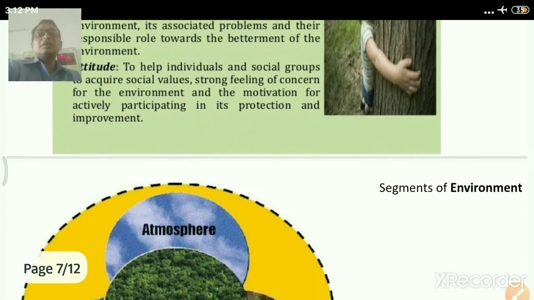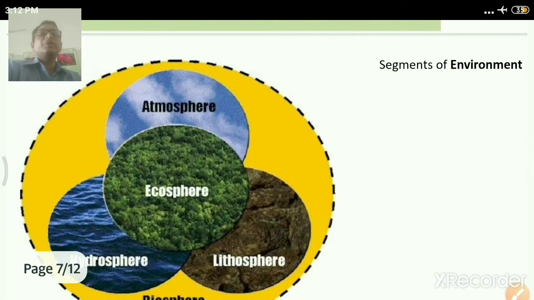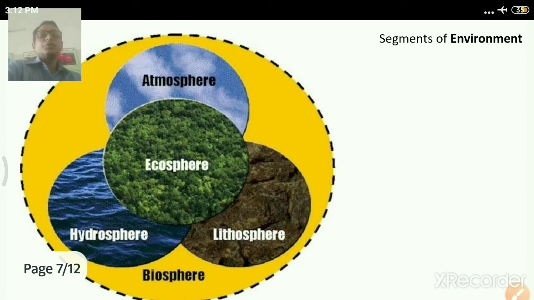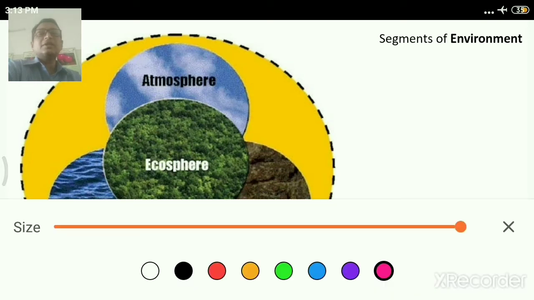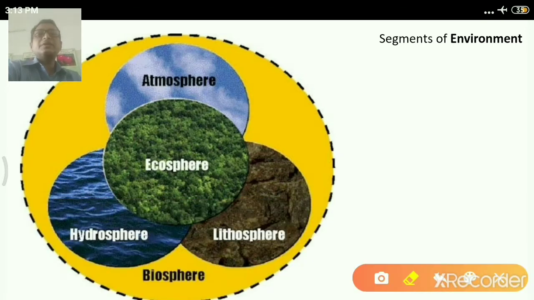Now let us look at the different segments of this environment. So here are the different segments. Segment means what? This part is related with the ecosphere, the ecological sphere, then atmosphere, hydrosphere, lithosphere, and biosphere.